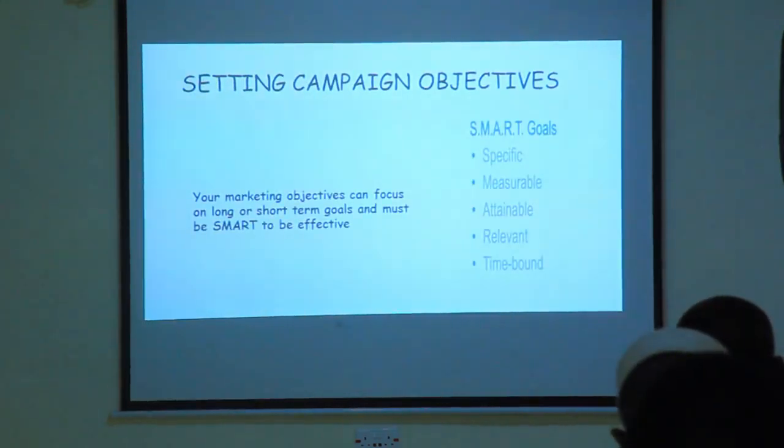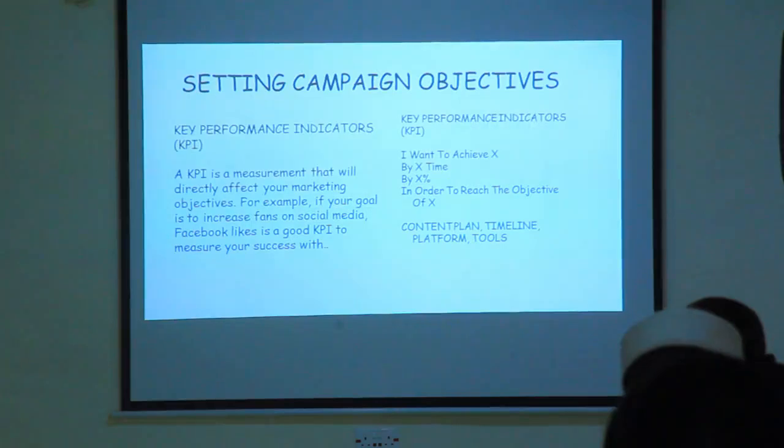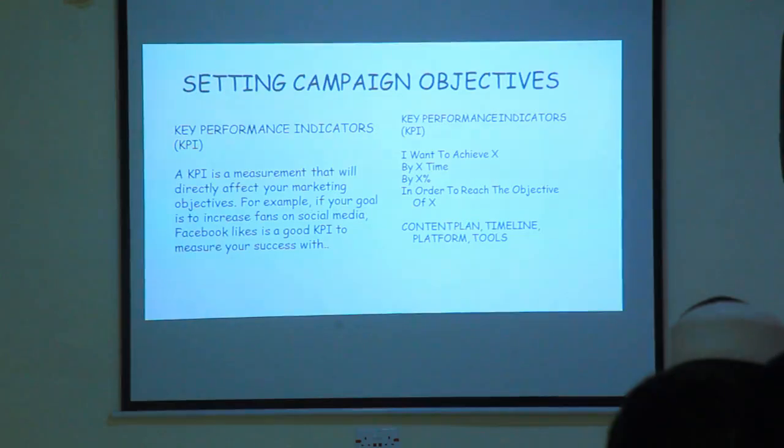Now for your campaign objective, ensure that it is smart. It has to be specific. It has to be measurable, attainable, relevant, and time-bound. For example, I want to achieve this by this time. I want to have accumulated this number of followers or this number of audience, quality audience, by March next year in order to reach this objective.